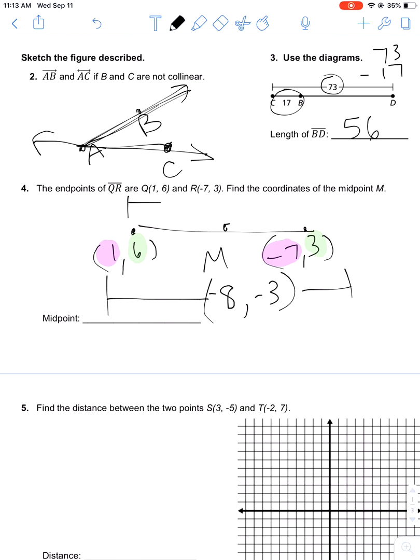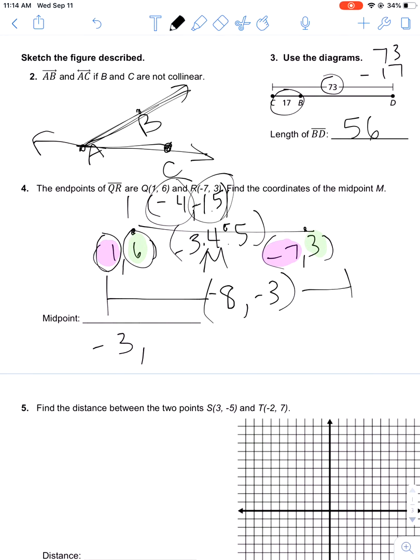So what would it be from here to here? Well, half of -8 is -4. Half of -3 is -1.5. So 1 minus -4 is -3. 6 minus 1.5 is 4.5. So there's my midpoint. It is at (-3, 4.5).